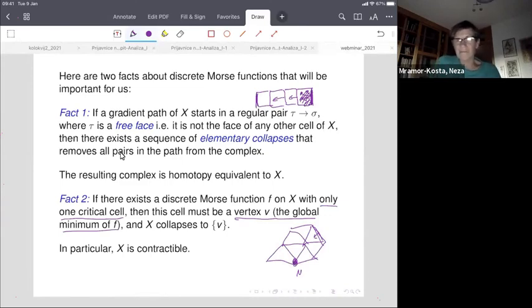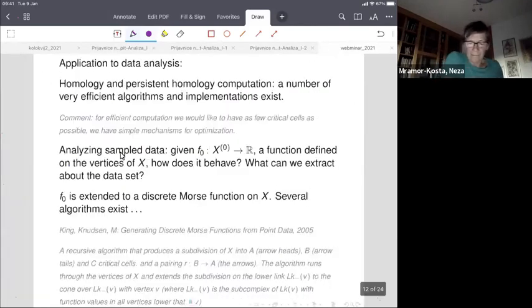Any questions? Okay, this is really not very difficult to see. Maybe it's quite an easy result. Okay, so this is what I wanted to mention about discrete Morse functions in general.